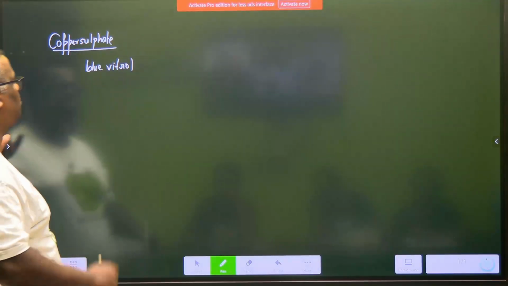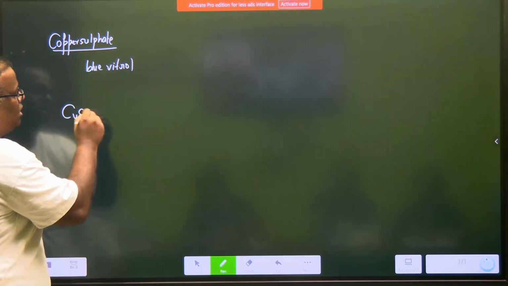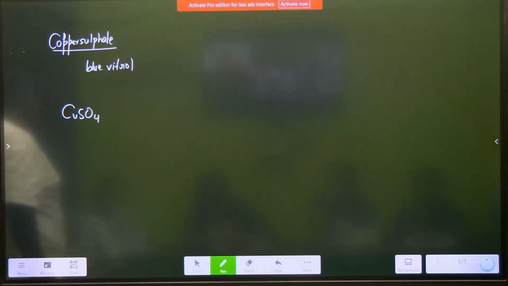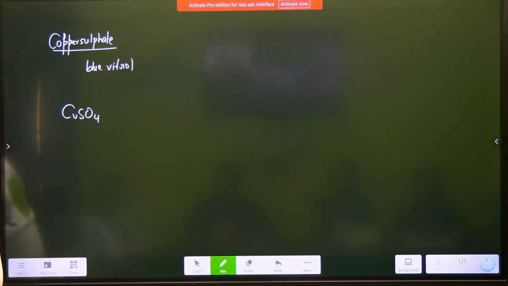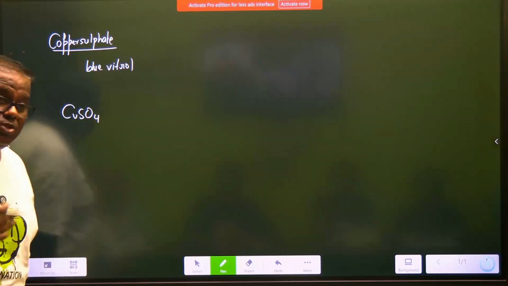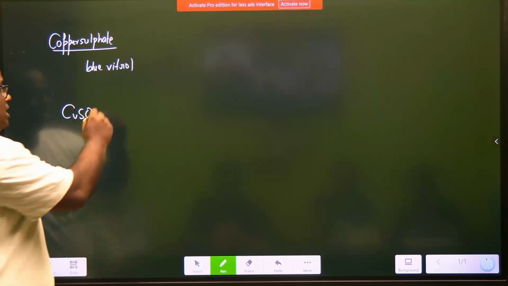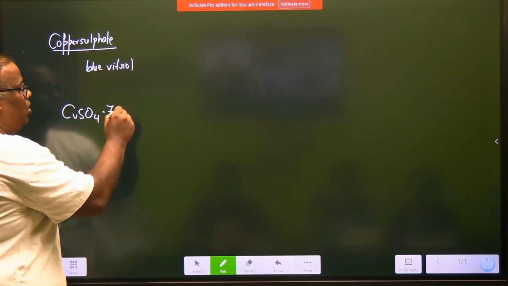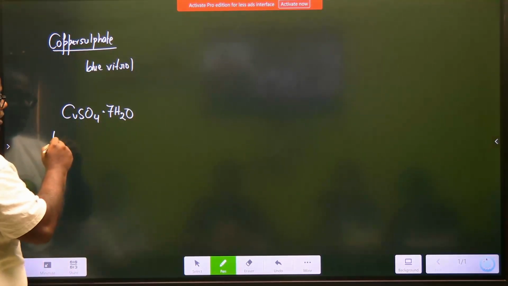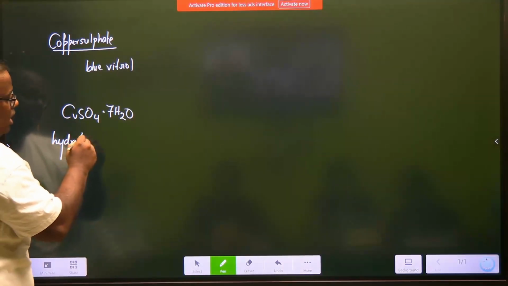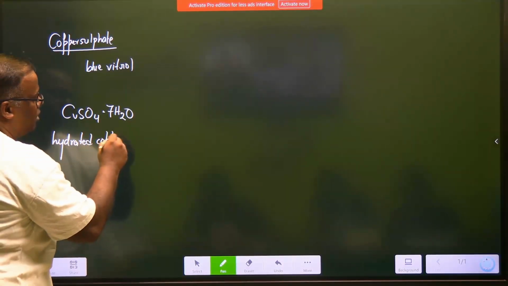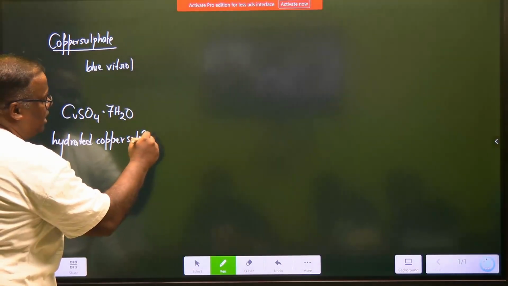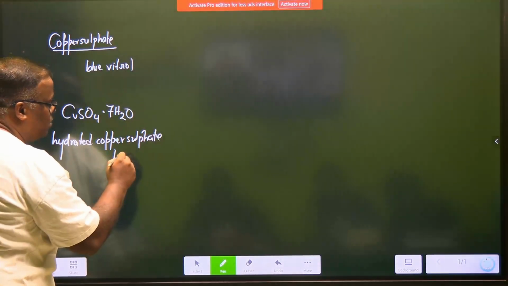What is the formula of copper sulfate? CuSO4. Now here there is a catch. If you write CuSO4, it is normal copper sulfate. This won't be blue in color. This is finer chemistry. CuSO4 is white in color. When CuSO4 takes moisture inside, we say CuSO4.7H2O. This is known as hydrated copper sulfate. You will again read this in grade 10. This is the one which is blue in color.